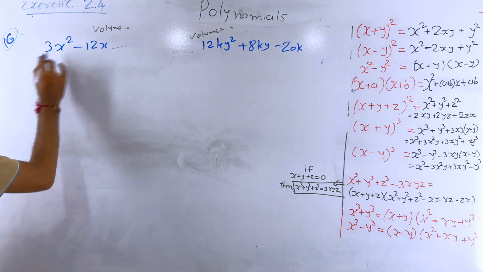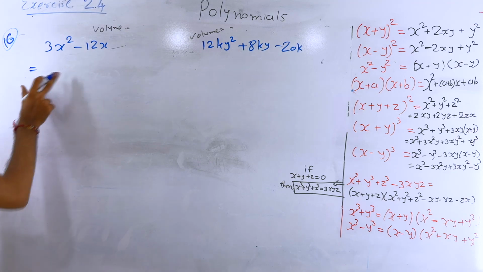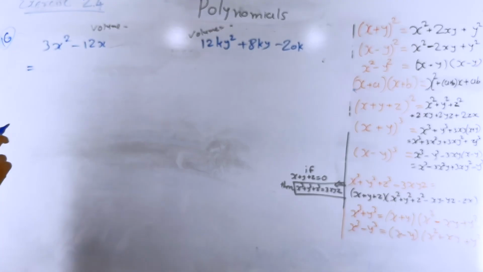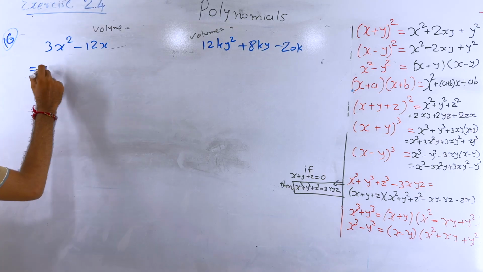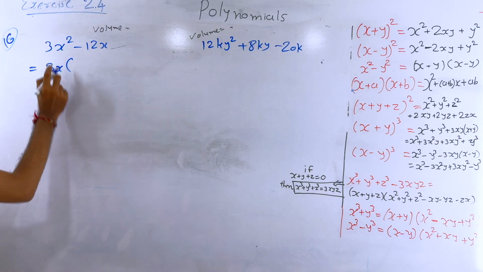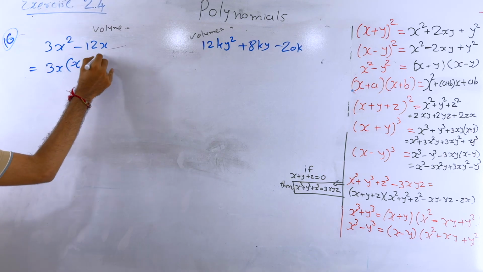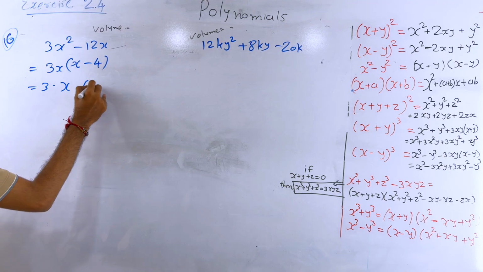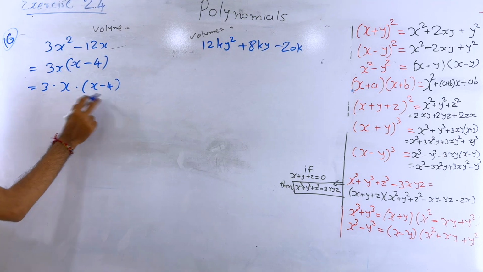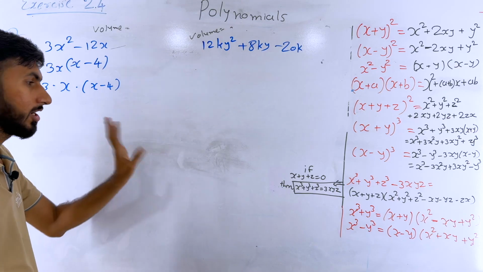So to find the factors of this, we will use a method that you have used in standard 8, taking out common from all the terms. Now in this we have common as 3x only, right? So I can write in bracket x, because I have x square here, minus 4. So my factors are 3x and x minus 4. This can be length, breadth and height, right?